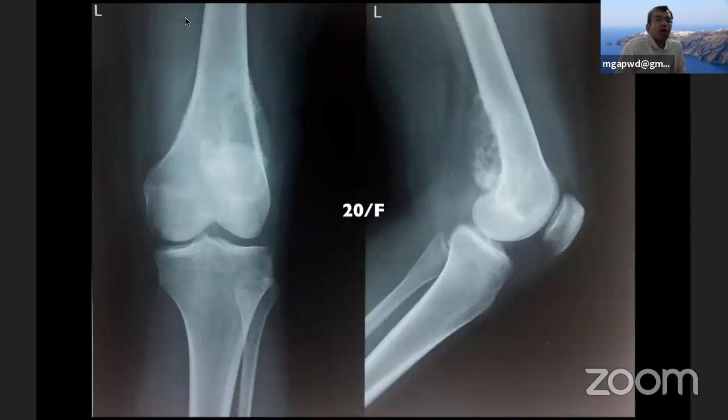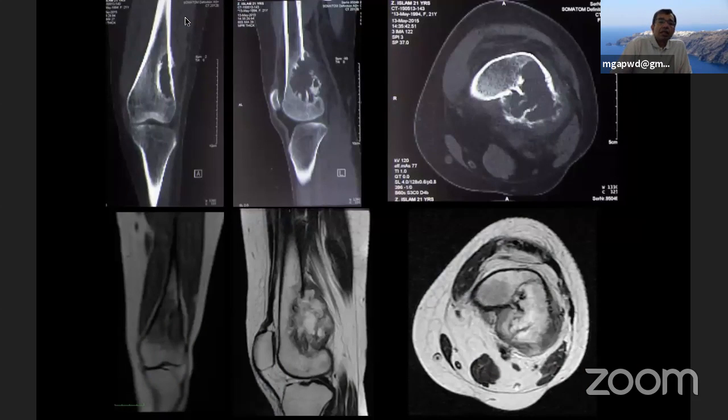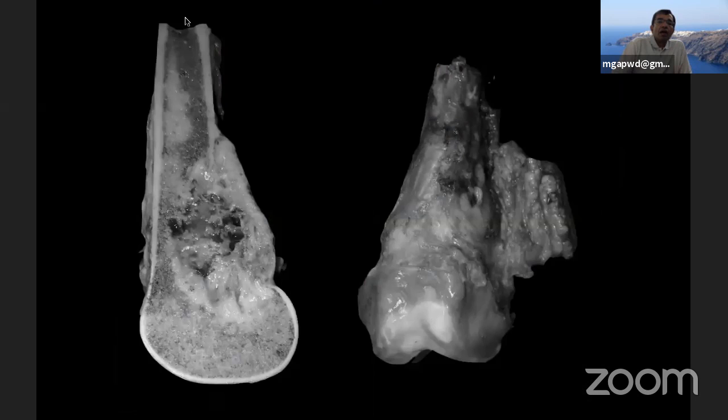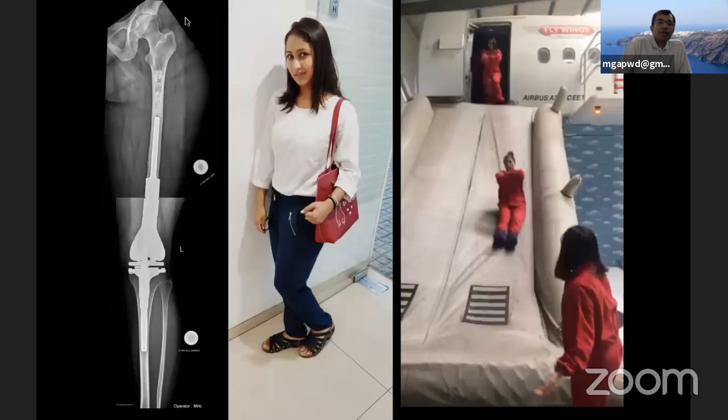Now, how we treat an osteosarcoma can be illustrated by this example. You can see this is a 20-year-old female with a distal femur osteosarcoma. You can see this is the imaging. It was confirmed with biopsy, she received the methotrexate-based protocol, and then went ahead and had a resection. We have resected the distal femur and put in a megaprosthesis.